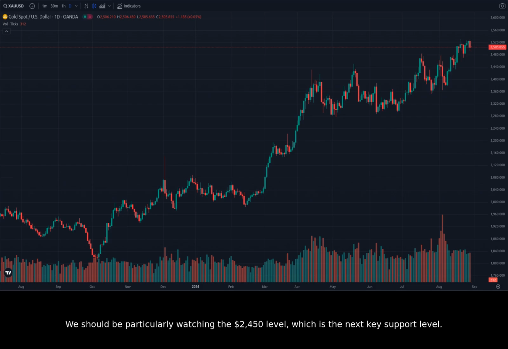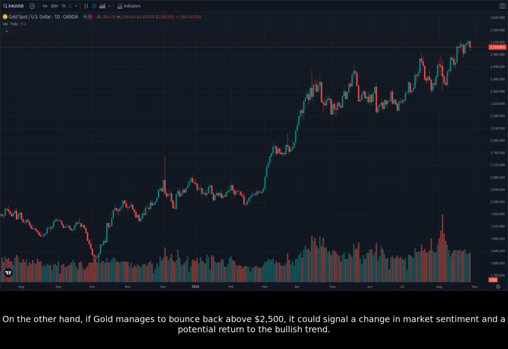We should be particularly watching the $2,450 level, which is the next key support level. If gold breaks below this level, it could indicate a further decline in price. On the other hand, if gold manages to bounce back above $2,500, it could signal a change in market sentiment and a potential return to the bullish trend.